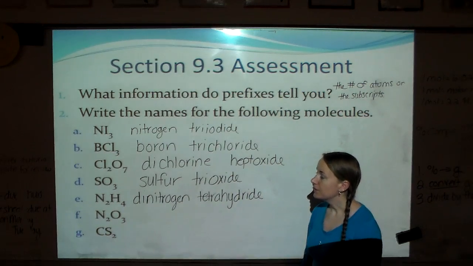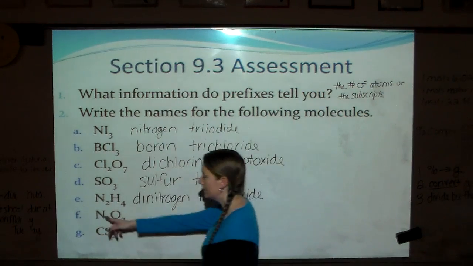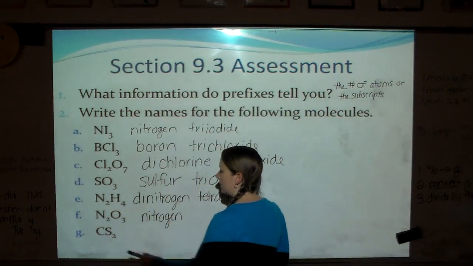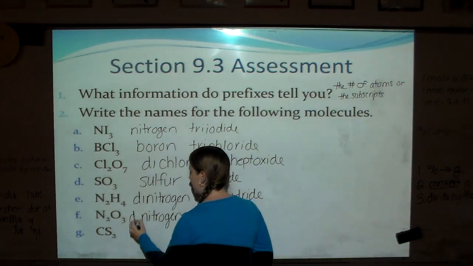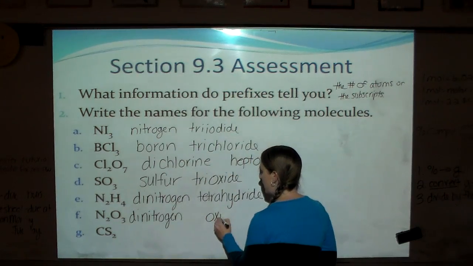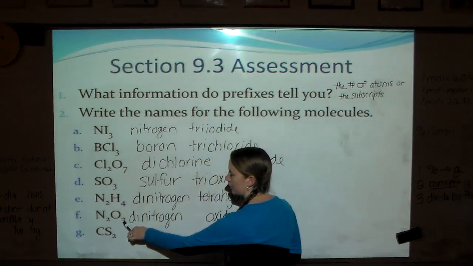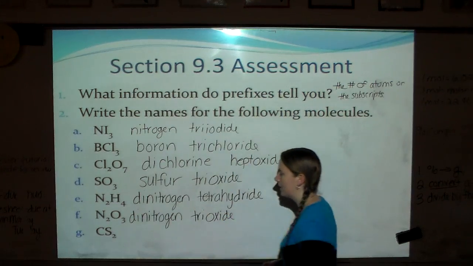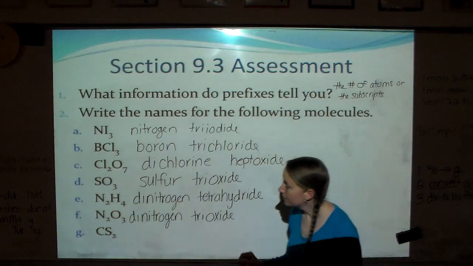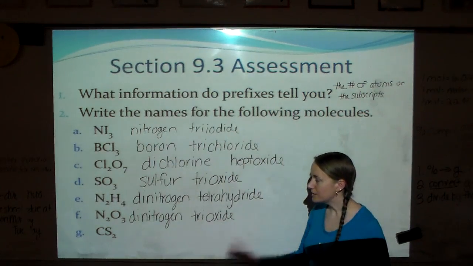All right, let's look at F. N2O3. Well, N again is nitrogen. We have a 2 here, so it's going to be dinitrogen. And then we have O, which is oxide. But there are 3 of them, so it's trioxide. Dinitrogen trioxide. All right, and then last one, CS2.